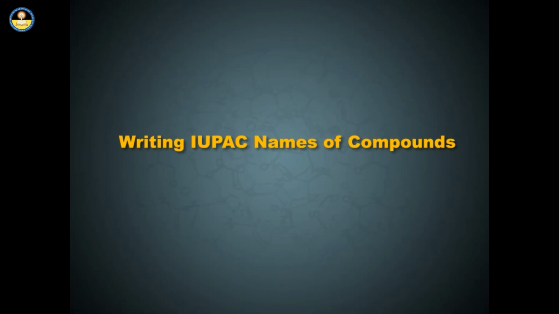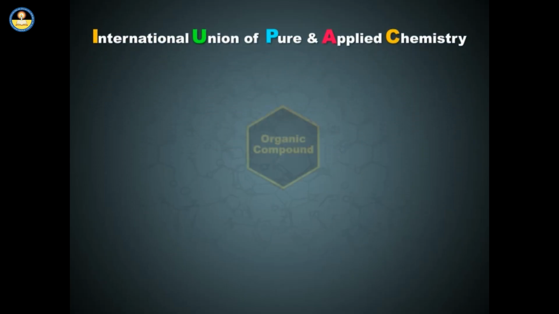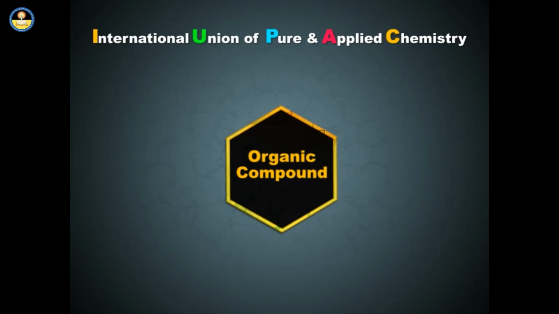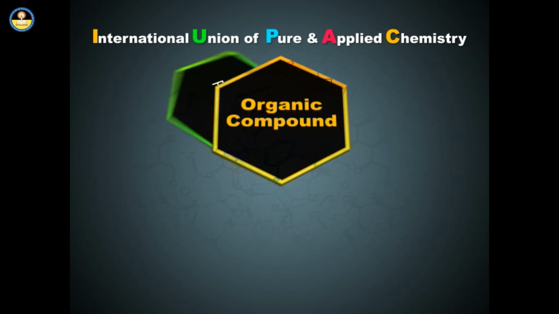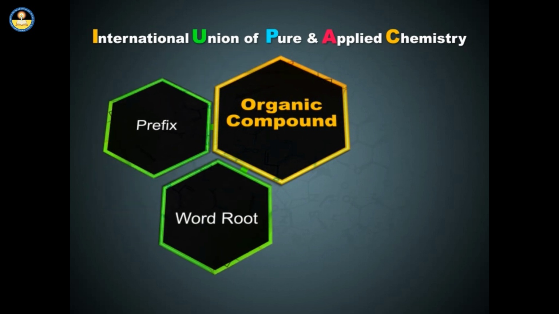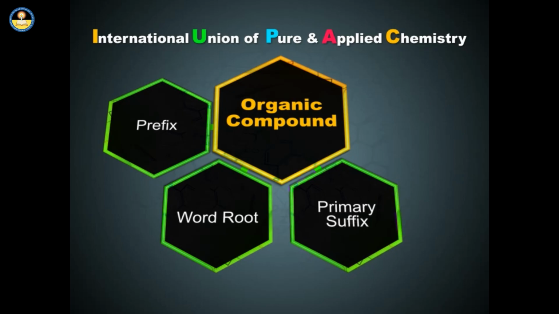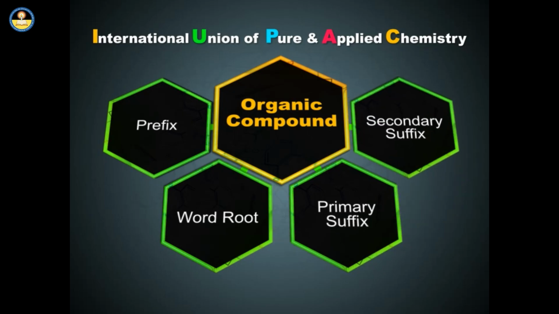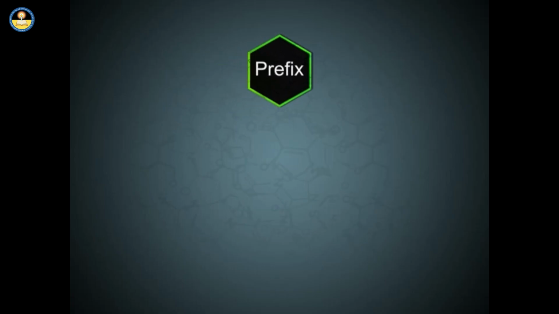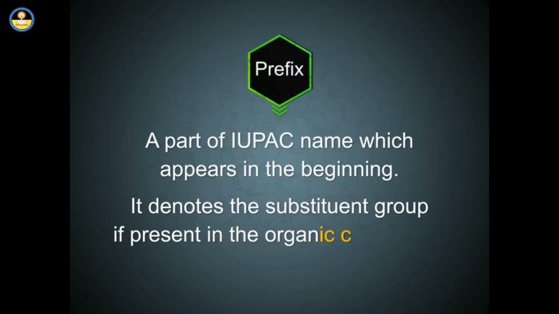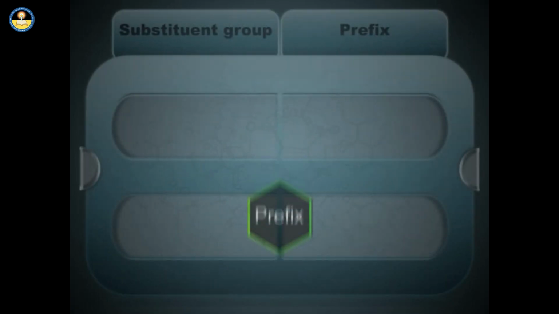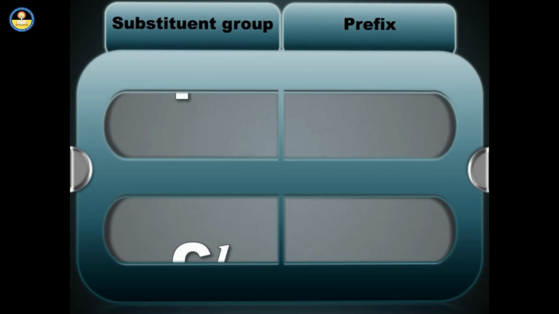Writing IUPAC names of compounds. According to IUPAC system, the name of the organic compound consists of four parts: prefix, word root, primary suffix, and secondary suffix. Prefix. Prefix is a part of IUPAC name which appears in the beginning. It denotes the substituent group if present in the organic compound. The prefix for a few substituents are shown on screen.